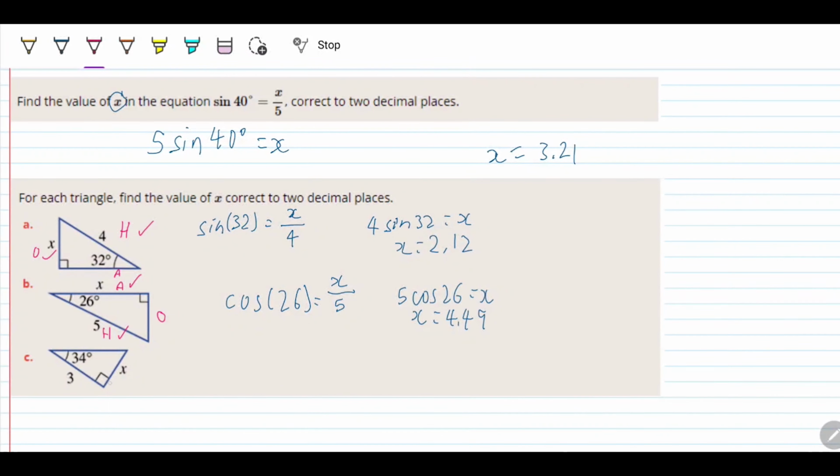Finally, for the last one, let's label our lengths. So this is the hypotenuse, this is the adjacent, and this is the opposite. So we are given the opposite and the adjacent, so therefore we need to use tan. So it's tan 34 degrees equals opposite over adjacent, so x over 3. Multiply the 3 across, so it becomes 3 tan 34, which will equal 2.02.